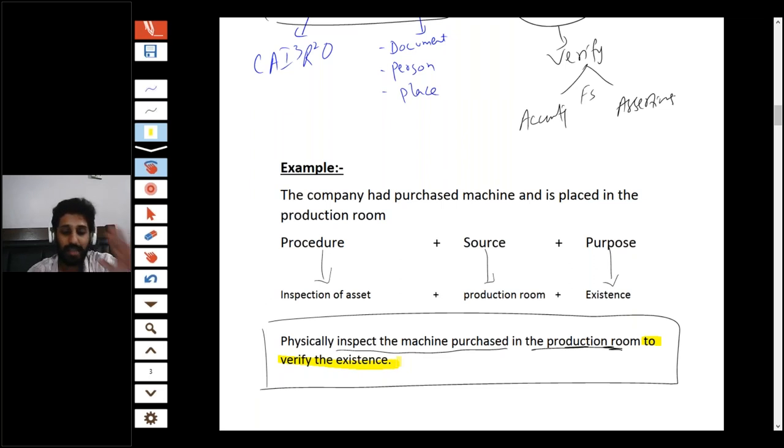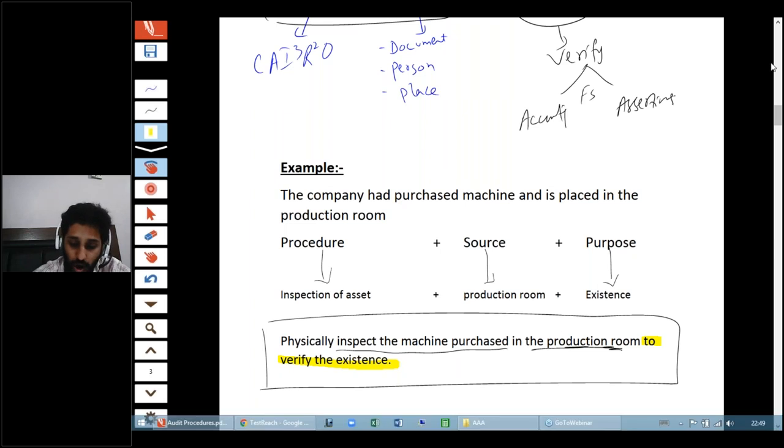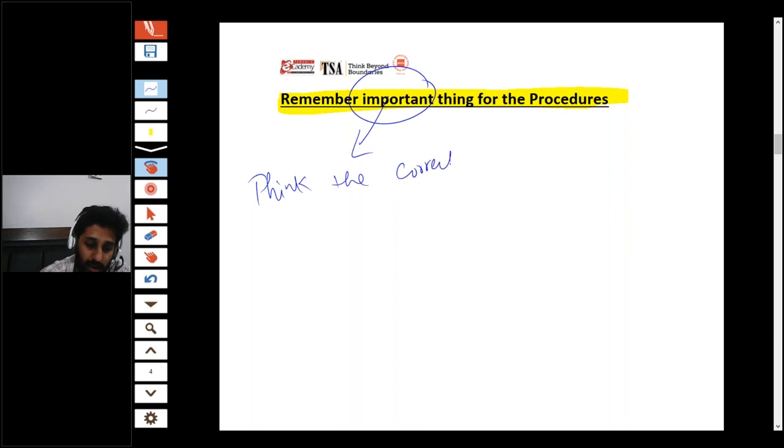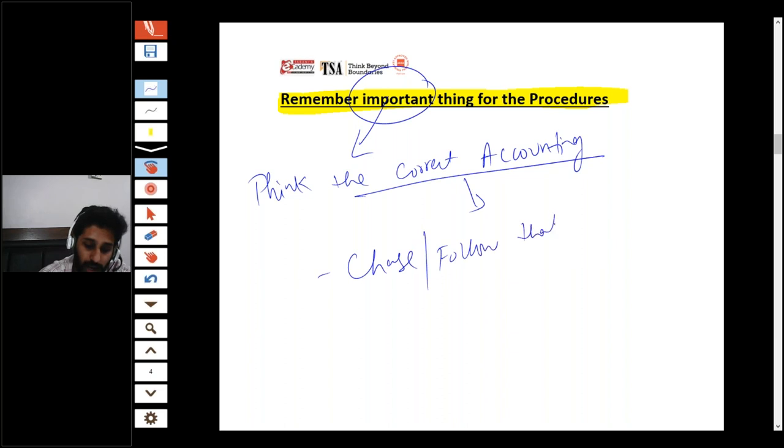And you know what? This is a very important thing, that your procedures should cover the purpose as well. Now, moving next. Remember the important thing for the procedure: you should think of the correct accounting, and try to chase or follow that accounting.